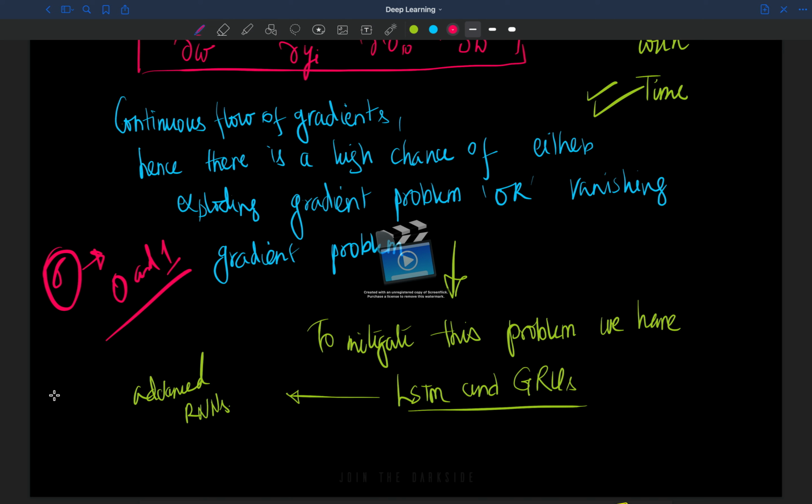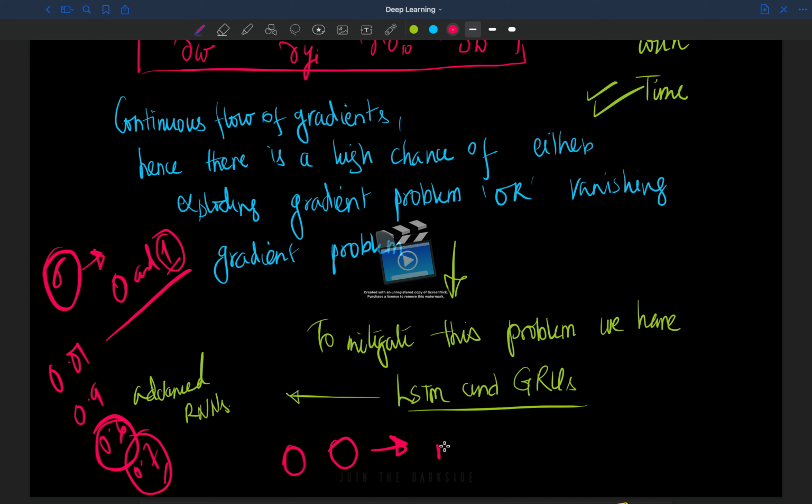So after consecutive multiplications of derivatives, if the value is not 1, then it is less than 1. That means it can be 0.01, 0.9, 0.6, 0.7. When you multiply anything less than 1 with anything less than 1, it becomes very minute. With an increasing number of multiplications, it becomes extremely minuscule and tiny. Hence we have the vanishing gradient problem.